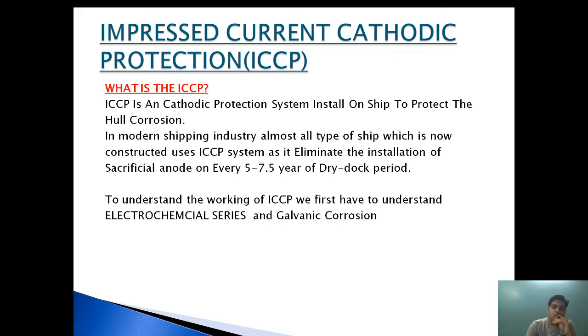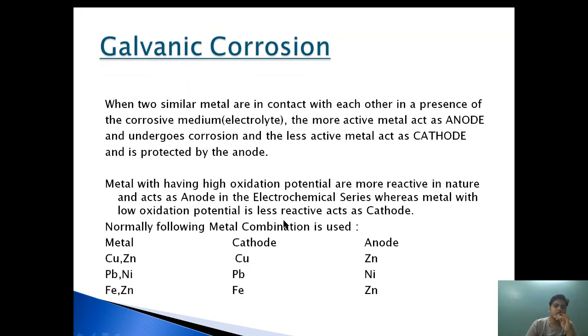Now to first understand ICCP, we should understand the electrochemical series and galvanic corrosion. So first we'll see galvanic corrosion. What is galvanic corrosion? What happens when two dissimilar metals are in contact with each other in the presence of a corrosive medium? The more active metal acts as an anode and undergoes corrosion, and the less active metal acts as a cathode and is protected by the anode.